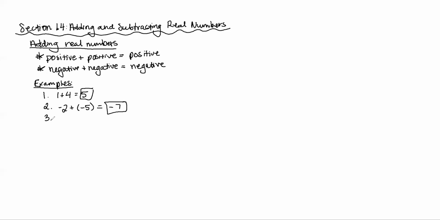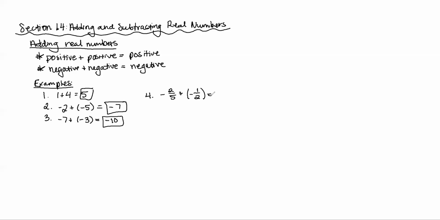Number 3, we have -7 plus -3, two negatives, so we add the numbers, keep the negative, so -10. And it works exactly the same for fractions. So number 4, let's say we have -2/5 plus -1/2. Couple things to keep in mind here. We're adding two negatives, so we're going to end up with a negative.